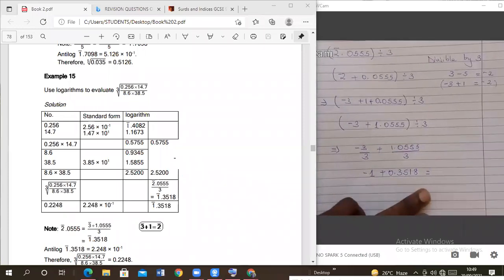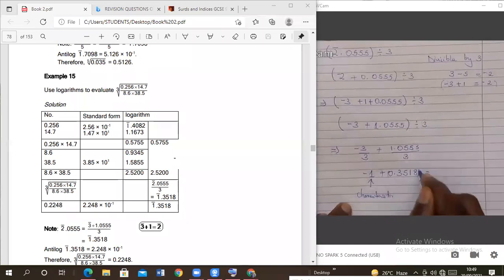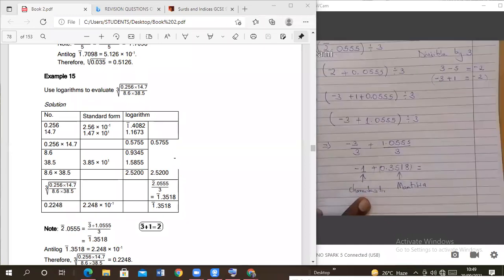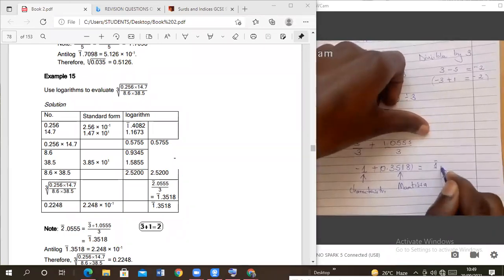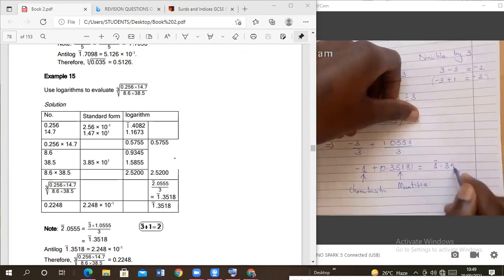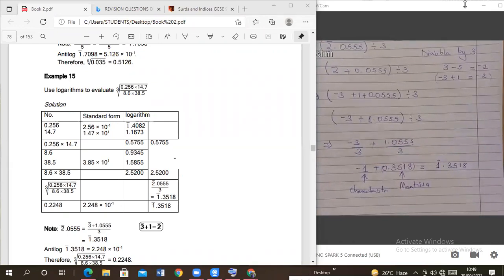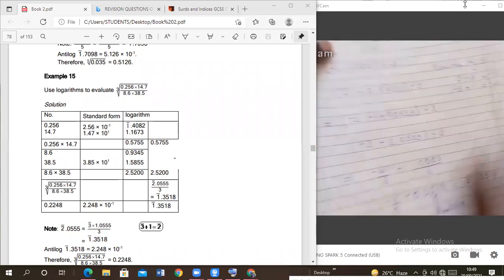Now, when I combine that, this is a characteristic, and that is our mantissa. Which means I will write a single logarithm, which is the same as 1 bar point, then I write 3, 5, 1, 8. Have you seen that, members? Yes. Have you understood that? Yes. Good.